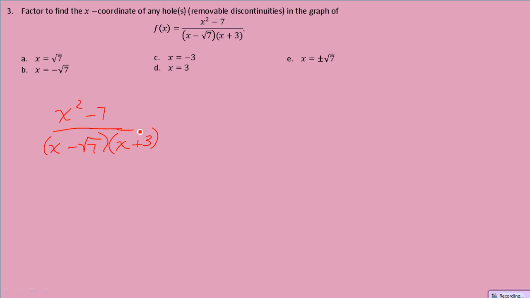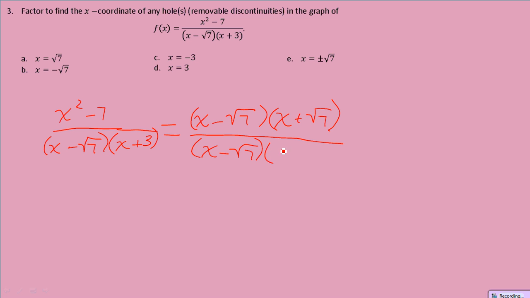Okay, and if you look in the numerator, what do we have? Yes, that's right, we have the difference of squares. Even though 7 is not a perfect square, that's okay. So we have x minus the square root of 7, and then in the other one, it would be the same thing, but with a plus sign. All over this denominator, which doesn't change: x minus root 7 and x plus 3.